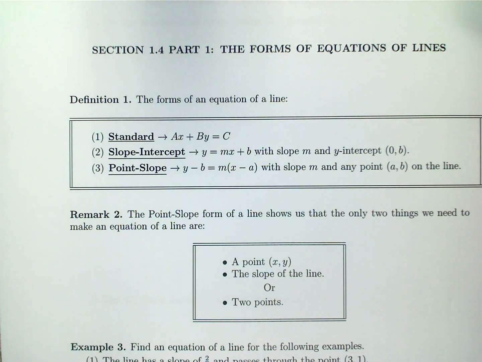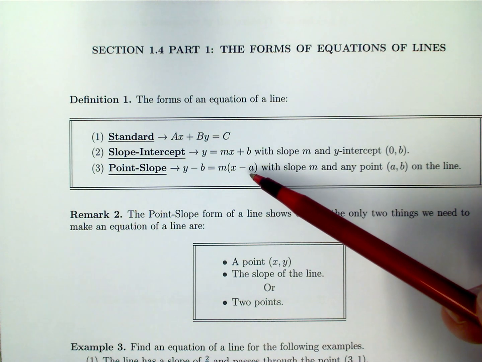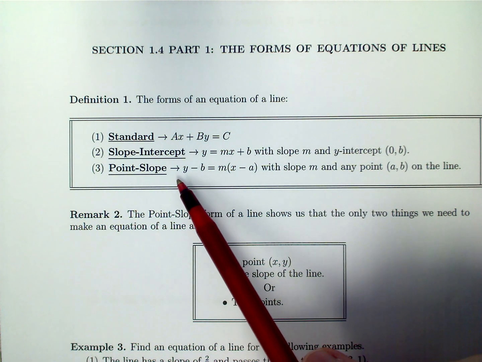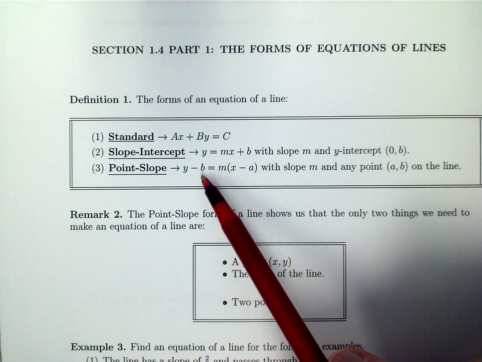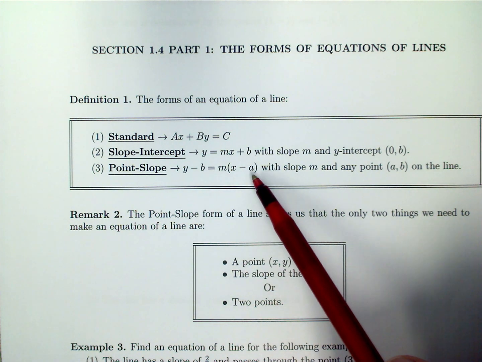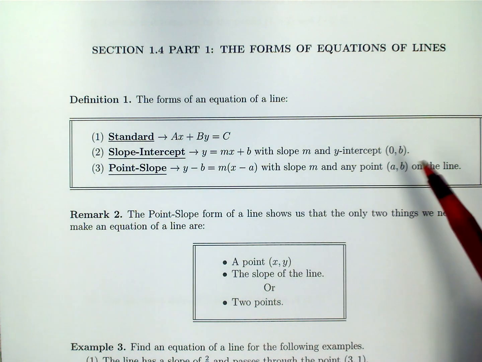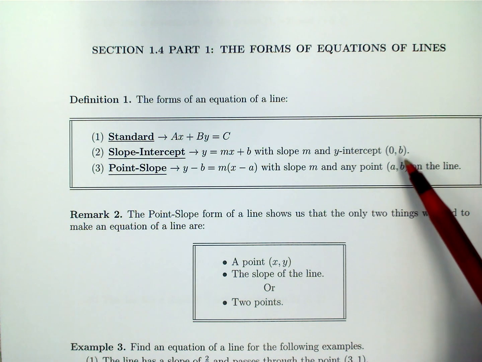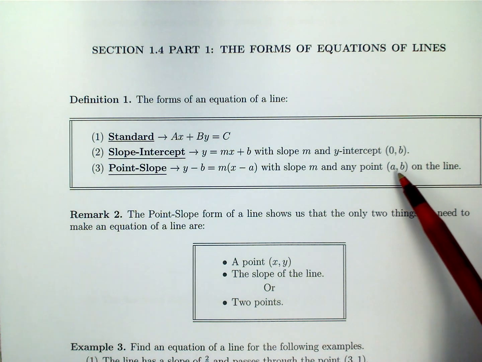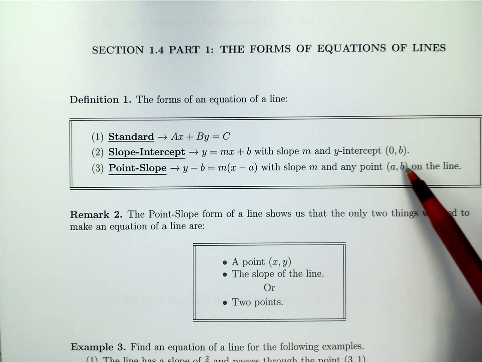But there's this third one, and it's called point-slope form of an equation of a line. And this one's kind of strange. You might ask, why are we introducing a new one? We will explain why soon. It's given by y minus b equals m times x minus a, where m is still the slope, but this b doesn't represent the y-coordinate of the y-intercept. It's just the y-coordinate of a general point (a, b).